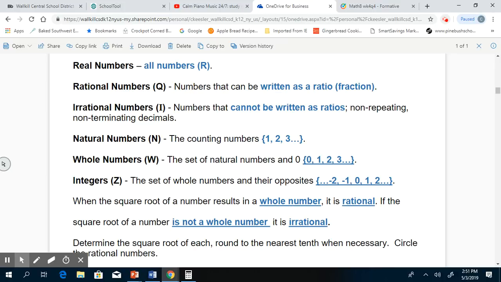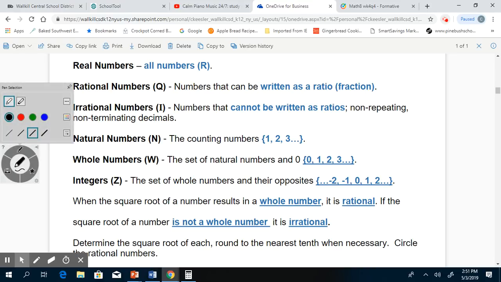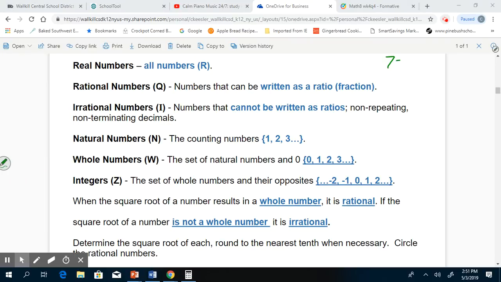Rational numbers, we use Q to abbreviate, and those are numbers that can be written as a ratio or a fraction. So any number that you can turn into a fraction easily is rational. So for example, if we have a whole number like 7, 7 is rational because it can be represented as 7/1 or 28/4. Both of those are equivalent to 7 and are fractions. Therefore, 7 is rational. A fraction or a decimal like 0.5 is rational because we can write it as 1/2.